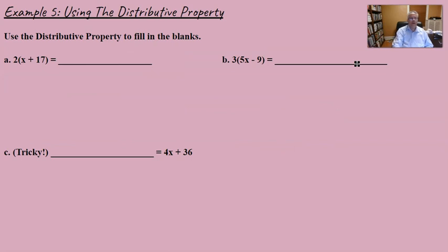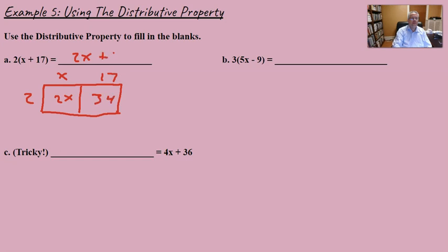Okay, couple last examples. So let's use the distributive property here to do this. So we could draw a box. If you like the boxes, they're good. They're going to help us later in algebra. So this is 2, and this is x and 17. We see that we're going to get 2x. 2 times 17 is 34. So plus 34.